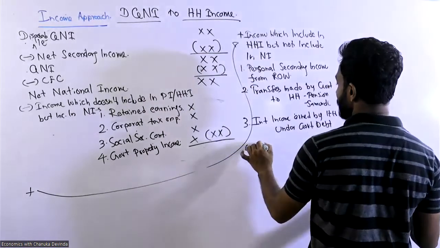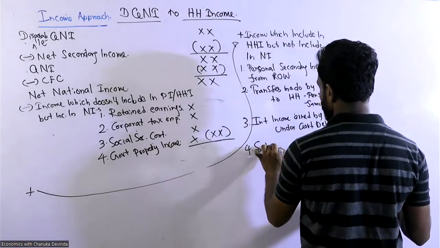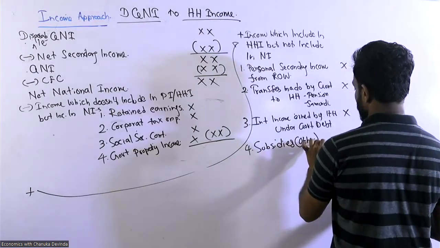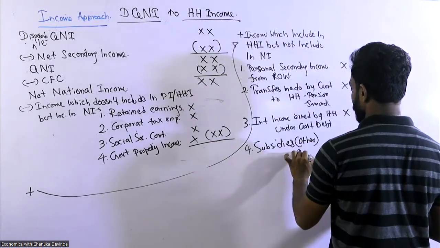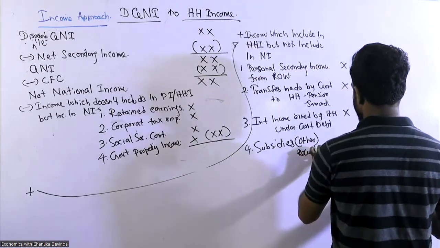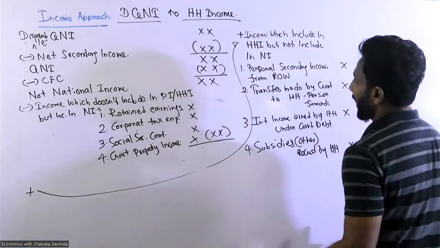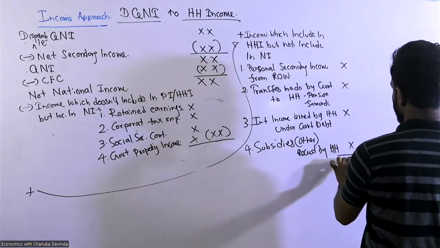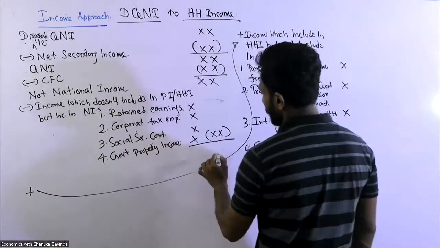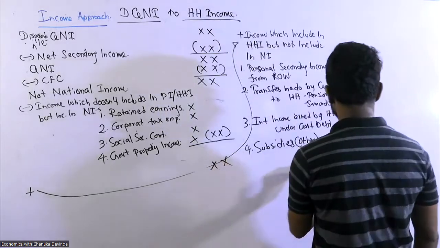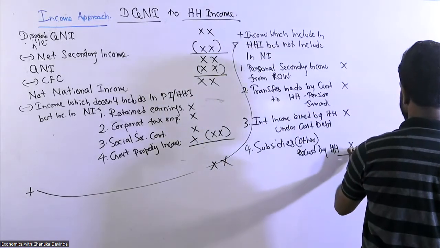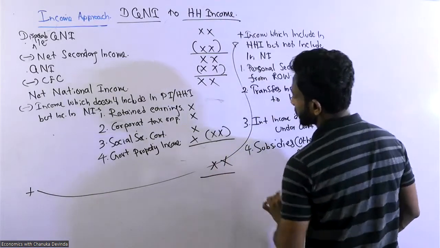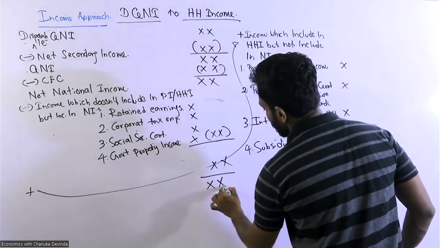If there are other subsidies gained by household, other subsidies received by household, when we add all together, then we can add that to here, right? So let's say this is the value. So it should be added, and the final value will be what?